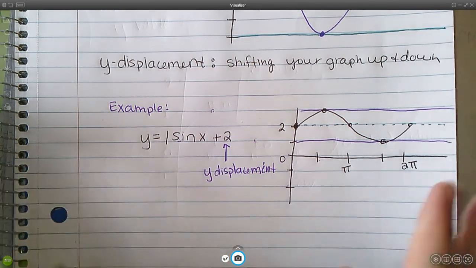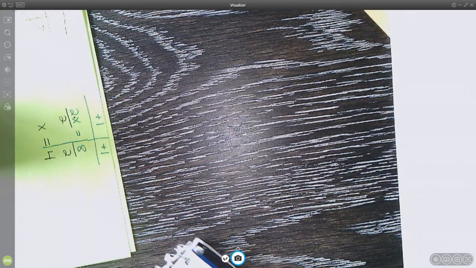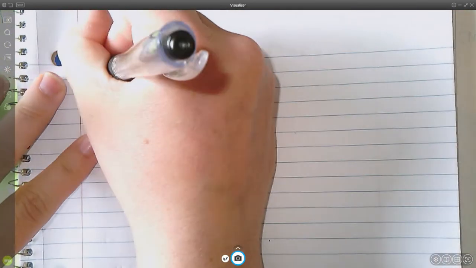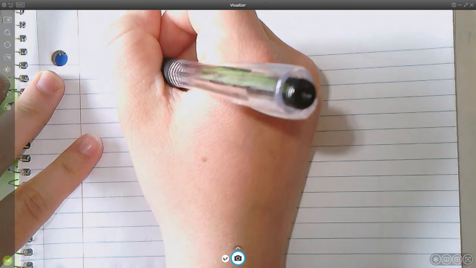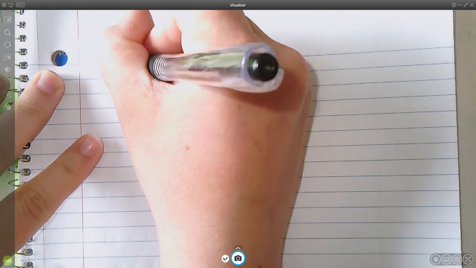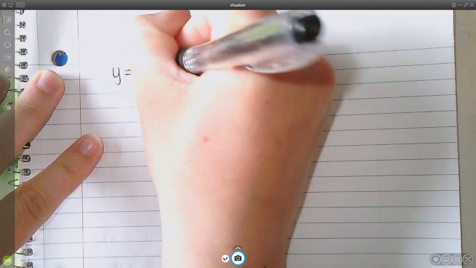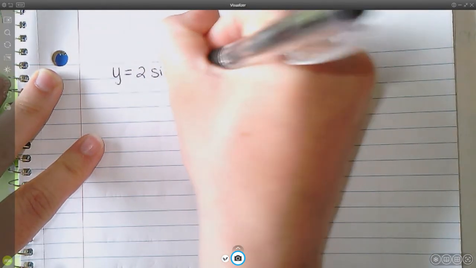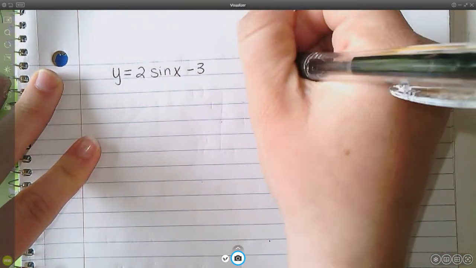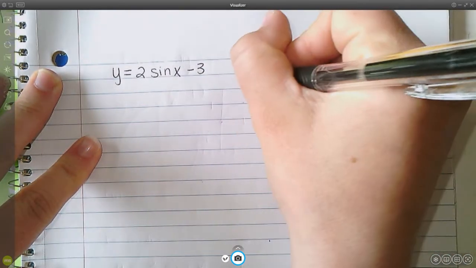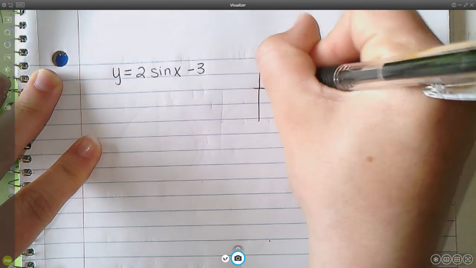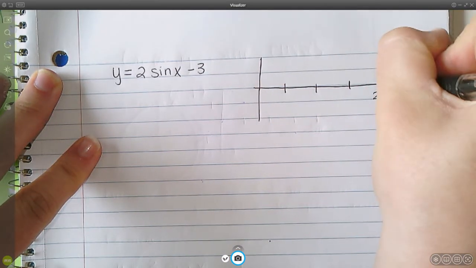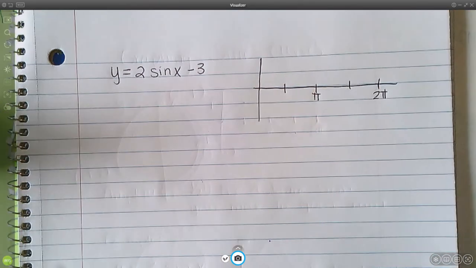Okay, so let's do a couple where we actually mix it all together. Let's see here. Let's try y equals 2 sine of x, minus 3. So we'll start by drawing my graph. Put the 4 little dashes. This is 2 pi. This is pi.